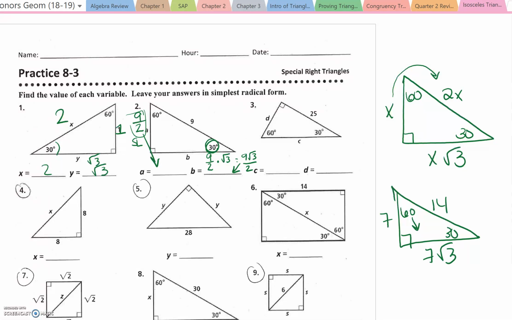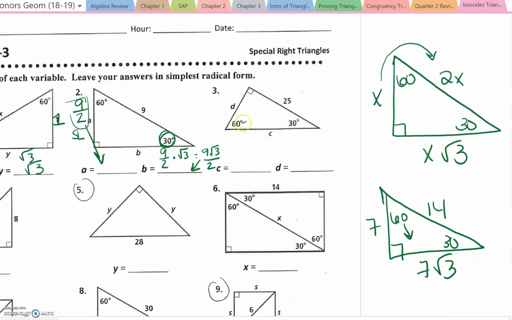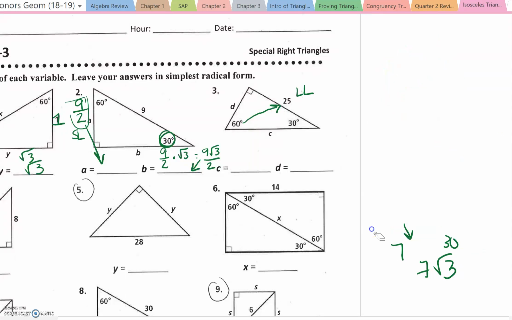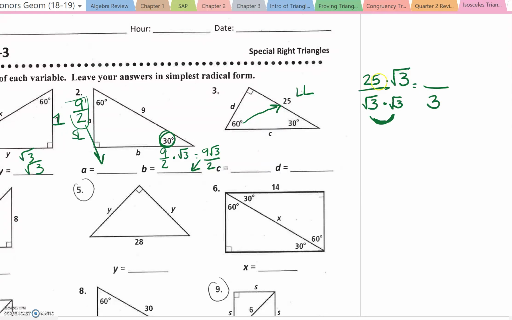Number 3, this is where things are going to start to get a little tricky. You have the side across from 60. You have the long leg. Step 1. Let me erase all of this. Step 1. Take the long leg and divide by root 3. You can't actually divide 25 and 3, but using the properties of radicals, you can rationalize the denominator. Root 3 times root 3 becomes 3. 25 times root 3 is just 25 root 3. And now this is the short leg.